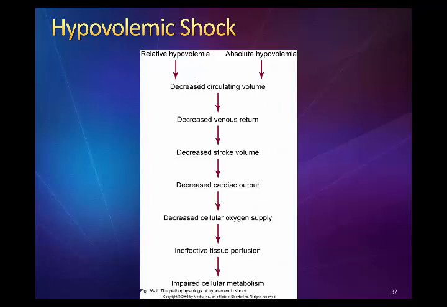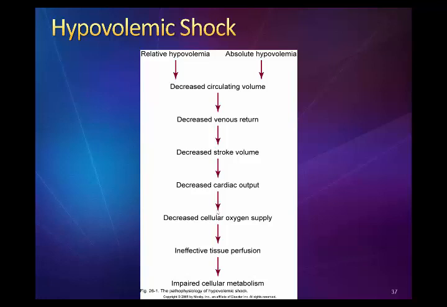Again, here's our diagram that ends in ineffective tissue perfusion and impaired cellular metabolism. So whether it be relative, something we can't see, that's how I think of it, or absolute, something that we know they bled into their gut, we're decreasing circulatory volume, venous return, stroke volume, cardiac output. So it all leads the same way. It's just the cause that's different.